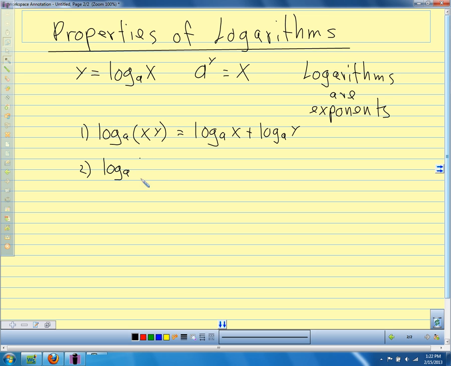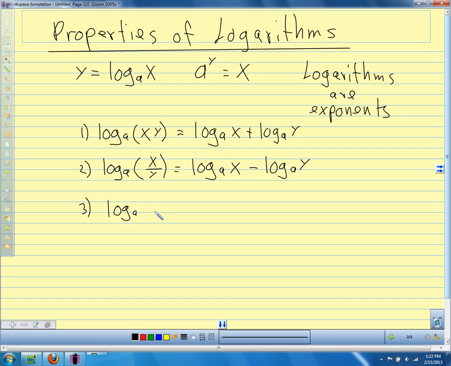Second property, log base a of x divided by y is the log base a of x minus log base a of y. So logarithms turn division into subtraction. And if we think of our properties of exponents, when we multiply numbers that are raised to exponents, we add the exponents. When we divide numbers that are raised to exponents, we subtract the exponents. So the rules for logarithms come from the rules for exponents.